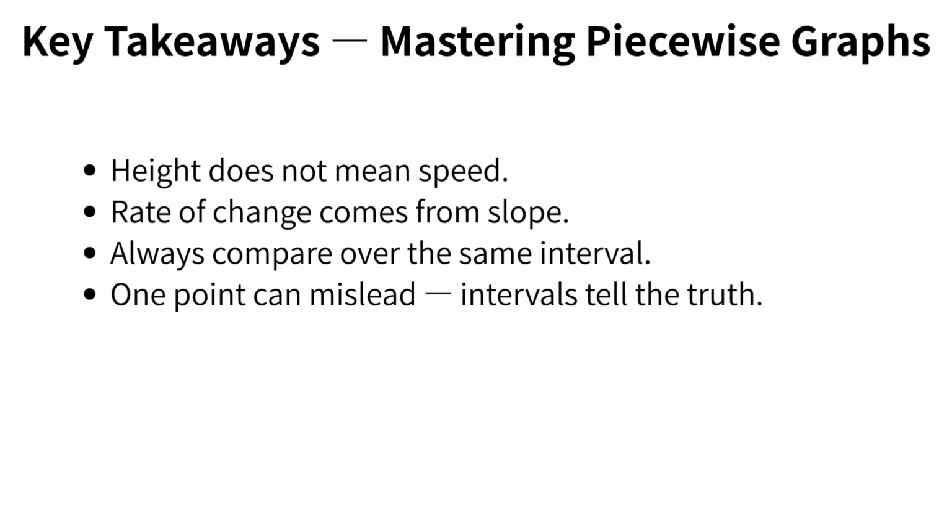That's why the SAT doesn't want you to focus on a single point. One point can be misleading. A graph can start high and barely change, or start low and rise very quickly. The only reliable way to compare pieces is to look at intervals. Always ask yourself, over the same change in x, which piece changes more in y? That question works every time.